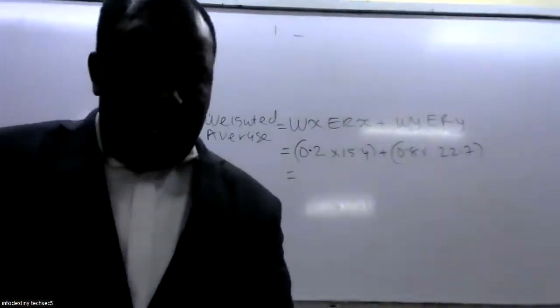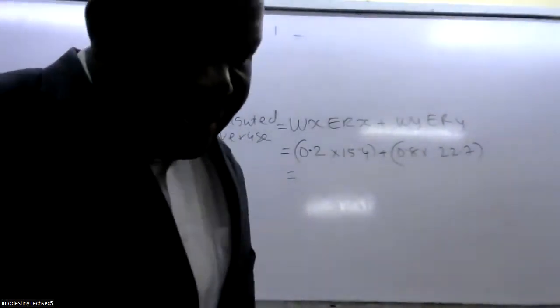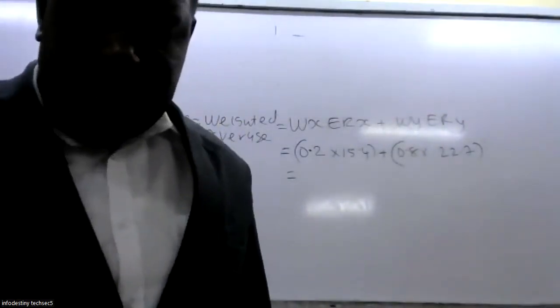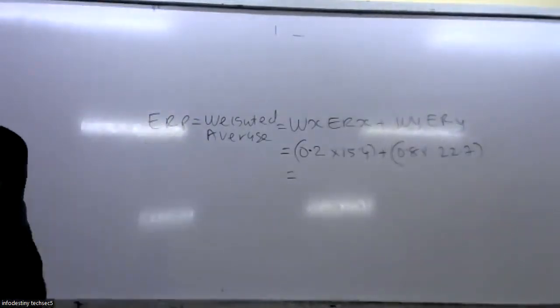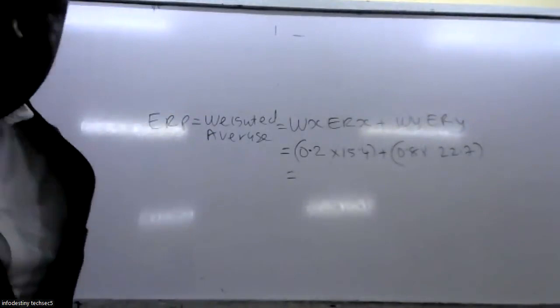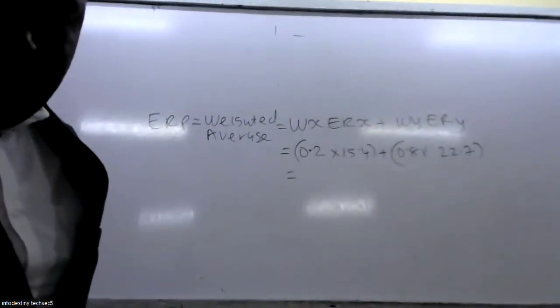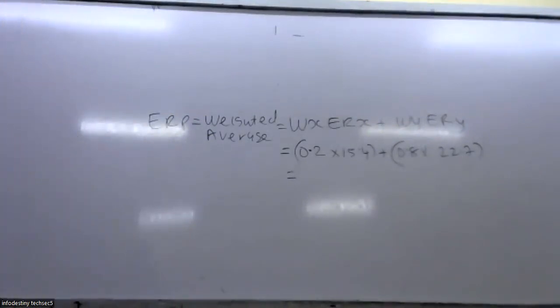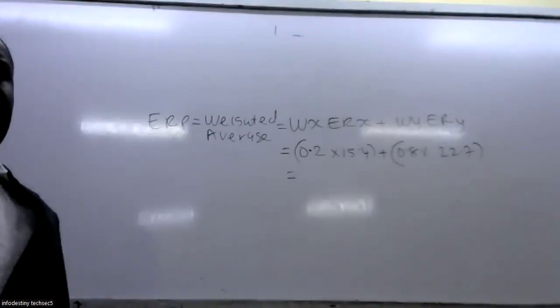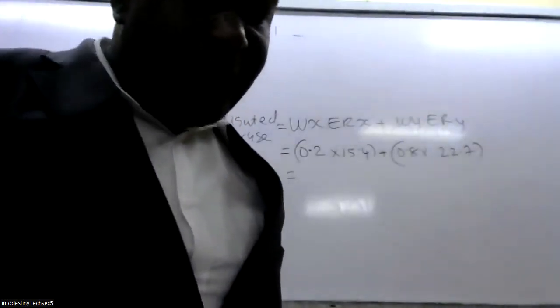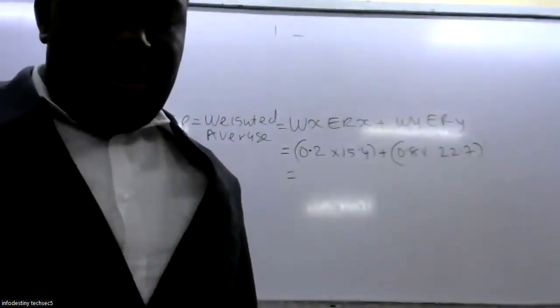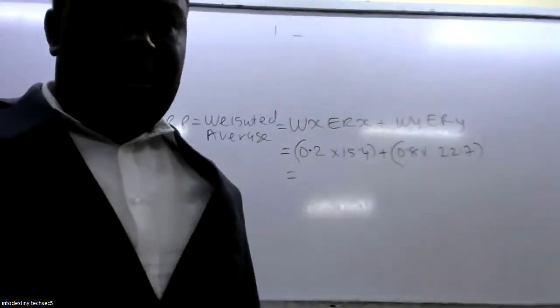So that is now all about that question. The last part is the Roman letter 1 of the question, where they wanted you to compute the expected return of the portfolio. So that's now the first question we have done.